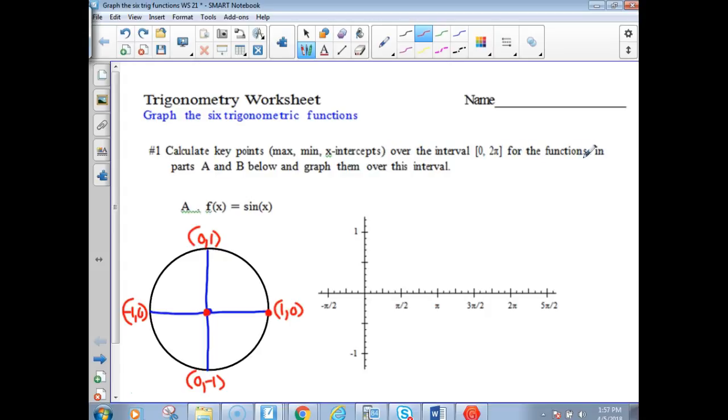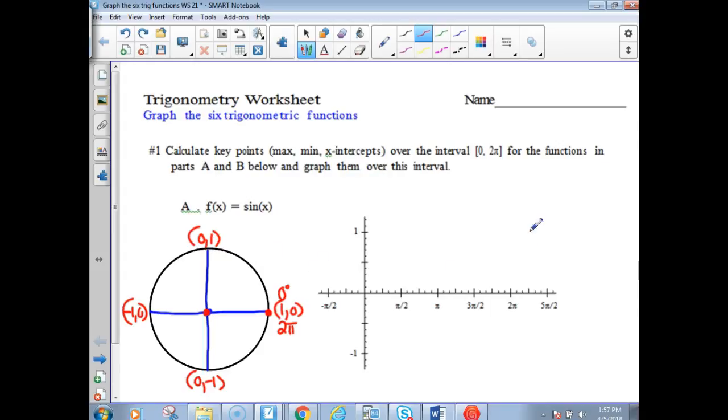over the interval 0 to 2 pi for the functions in parts A and B below, and graph them over this interval. All right, I'm going to graph the sine of x over this entire thing. But first, I'm going to graph it from 0 degrees to 360 or 2 pi. Okay, we're graphing in radians. See it? It's all labeled, the x-axis is labeled in radians.